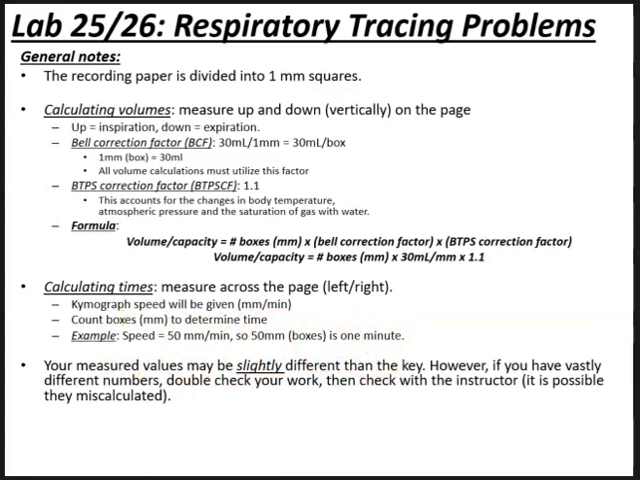We know that paper speed can be increased or decreased. With the respirometer, there is a button that can increase or decrease the kymograph speed. The normal standard is 50 millimeters, or 50 boxes, per minute. This can be decreased to 25, for example, if we need to measure for 30 seconds, or we can increase it. So measured values may be slightly different than the key.